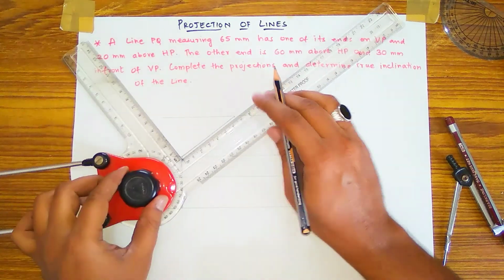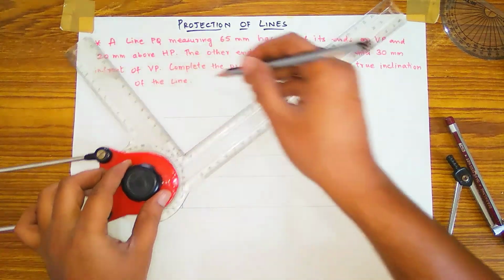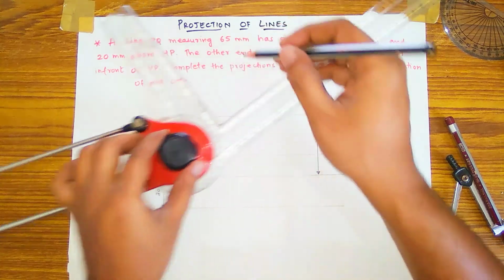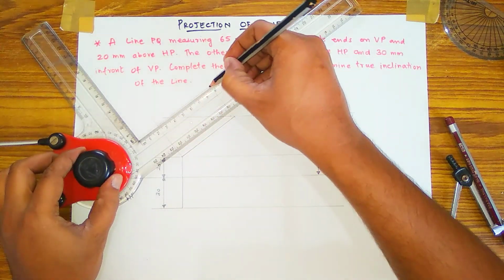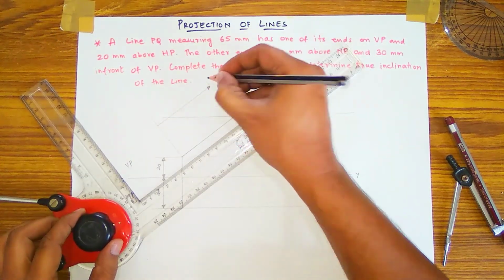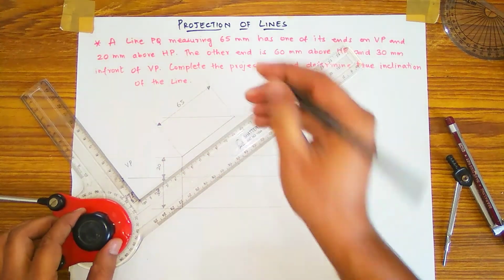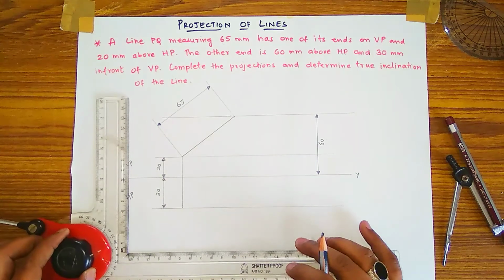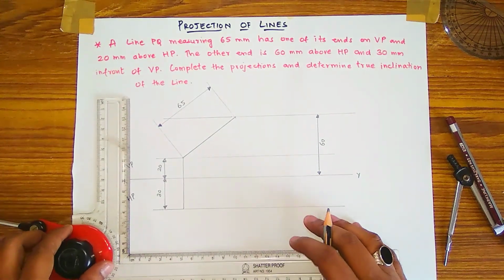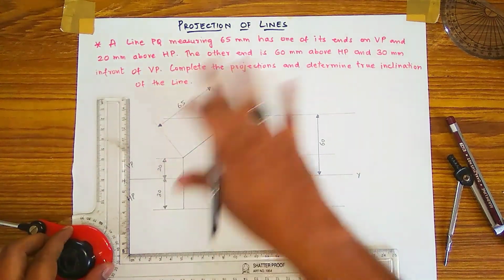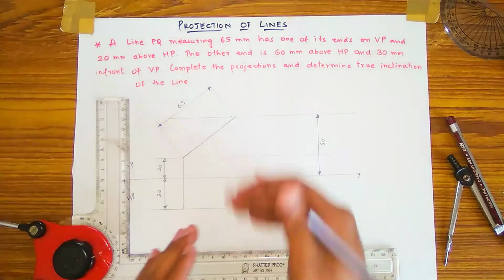Show the dimension of this line by perpendicular extension lines you have to take according to that line. Show the dimensioning line, arrow marks. This is 65 mm.